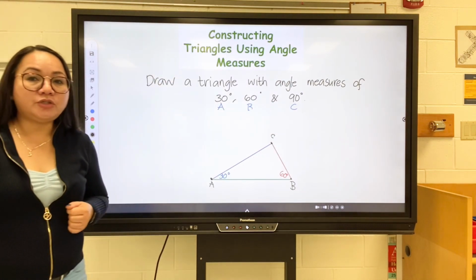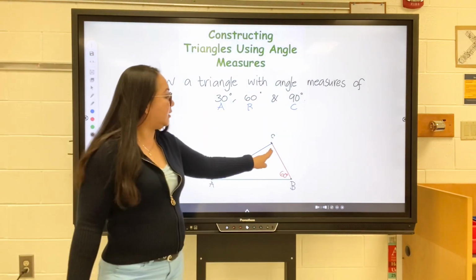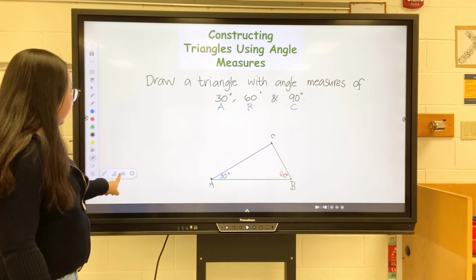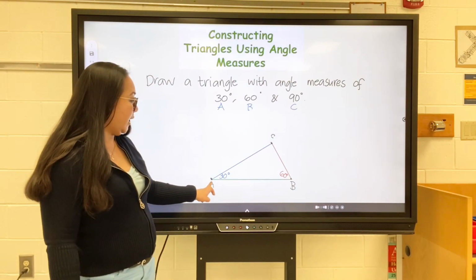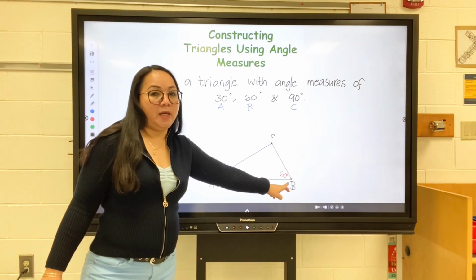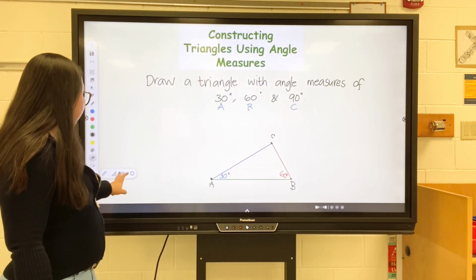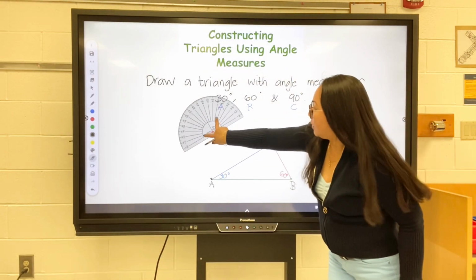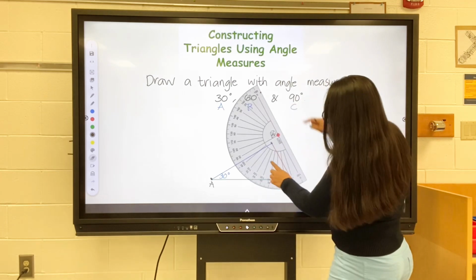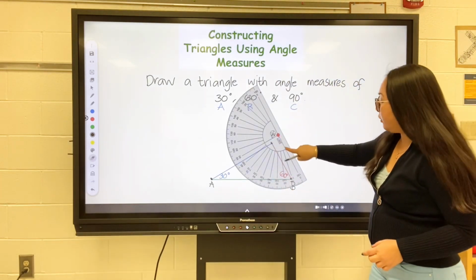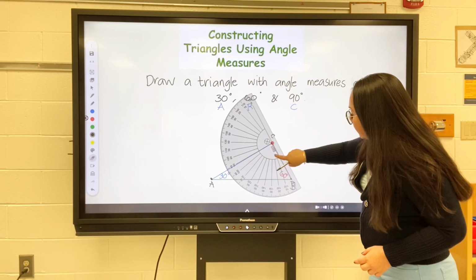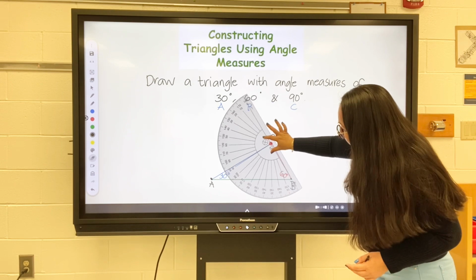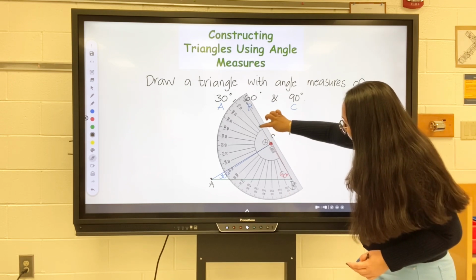Now we'll try to check if this angle right here is 90 degrees using the protractor. We already measured angle A and we already measured angle B. Now, let's measure angle C using a protractor. We will position the protractor like this one, making sure that the center of the protractor will be on point C. And then the line on the protractor should be on top of the red line.